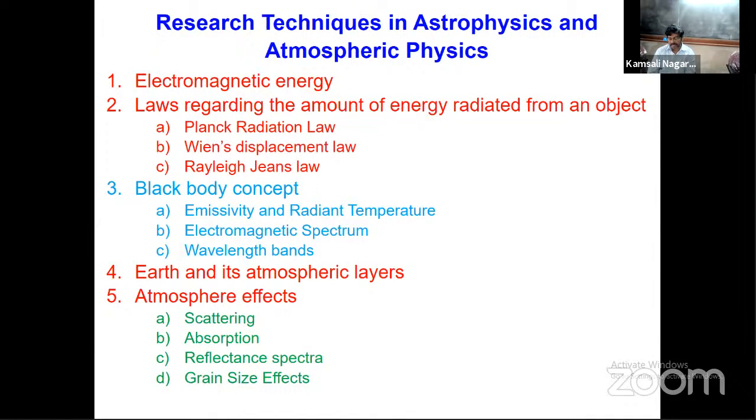The electromagnetic spectrum ranges from radio waves to gamma rays, or in terms of frequency from gamma rays to radio waves. All wavelengths are part of black body radiation, or black body radiators. We'll see that after, then let's see how one can proceed.